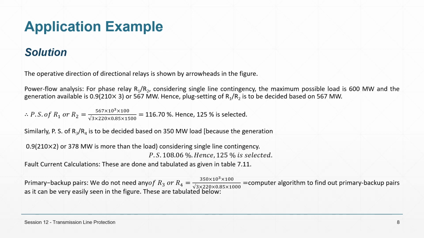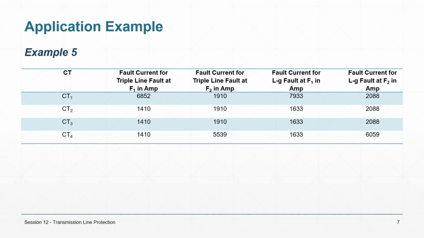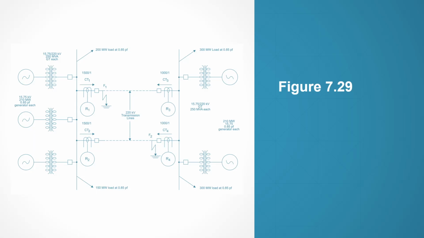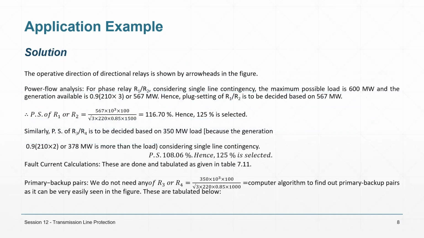Similarly, PS of R3, R4: here the ratio is 1500 by 1 for R1, R2. For R3, R4 you can check the ratio, it is 1000 by 1, sorry, 1000 by 1. For R3, R4 the load is less and generation is more, so we decide based on load, and that also comes out to be 125%.